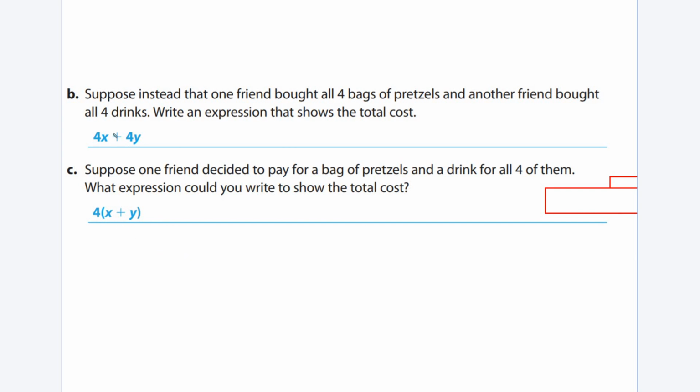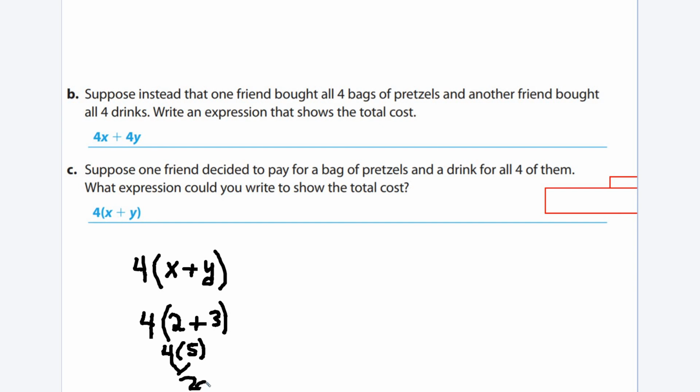Since there's a coefficient 4, remember a coefficient is a number next to a variable. Since the coefficient is 4 on both, they pulled that out and said all you have to do is 4 times the x and then 4 times the y. We'll break this down even further later on. Remember, if the bag of pretzels was $2 and the drink was $3, 2 plus 3 is 5. Order of operations tells us to do parentheses first, times 4, and then here we go, we have 20 again.